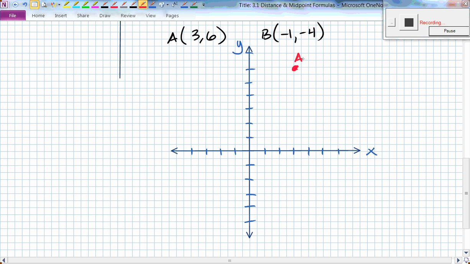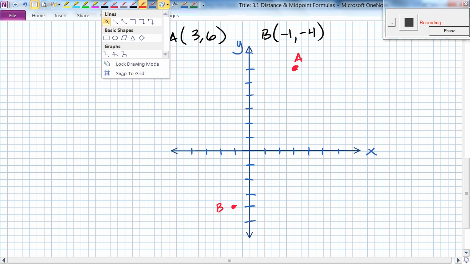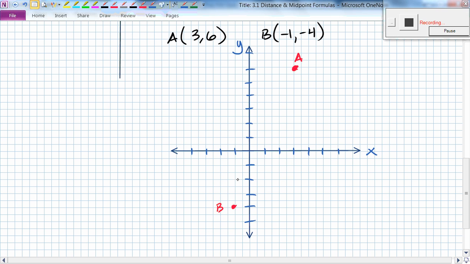Is that A? Okay, let's go -1, -4. So I think that's right here. Check out, is that the right spot for B? Did I do it right? Yeah. Okay, good. Now, when you're done that, take your ruler and connect your line segment. So it should look something like this.